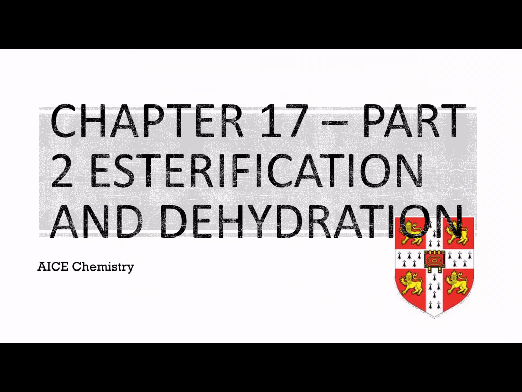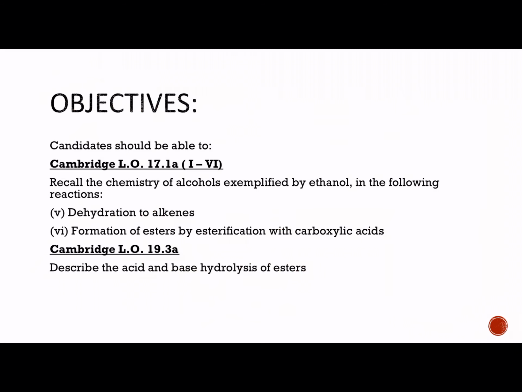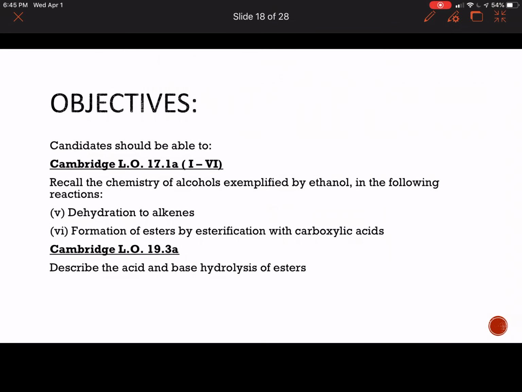All right, so chapter 17, part 2. There are 4 parts to this chapter, so today I'm going over the first half pretty much, and then next time when we meet, we'll go over the second half. So chapter 17, part 2, esterification and dehydration. Esterification means make an ester, and dehydration means remove water. These are really going to be reactions 4 and 5.